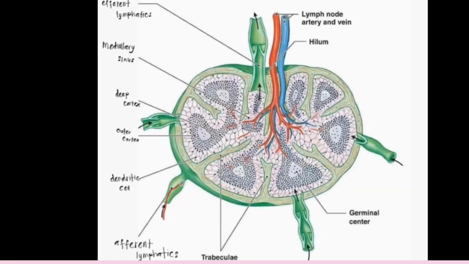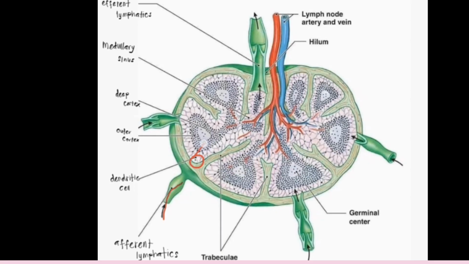Okay, the path begins when afferent lymphatics penetrate the capsule of the lymph node on the side opposite the hilum. The afferent vessels deliver lymph to the subcapsular space, a meshwork of reticular fibers, macrophages, and dendritic cells. Dendritic cells are involved in the initiation of the immune response.